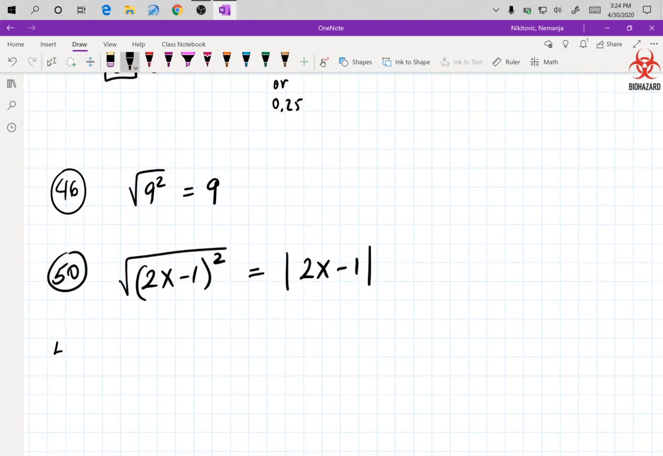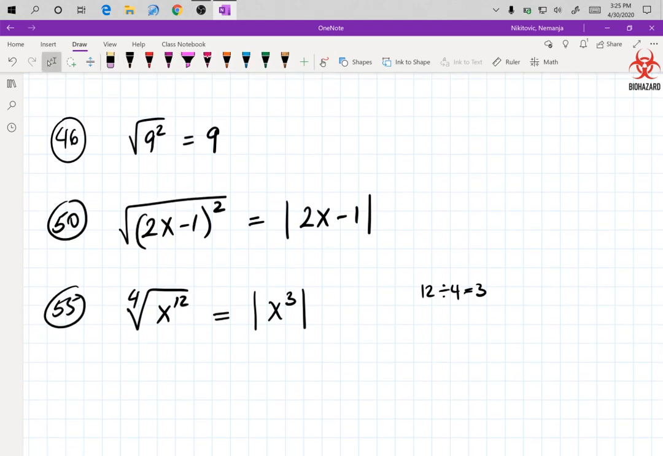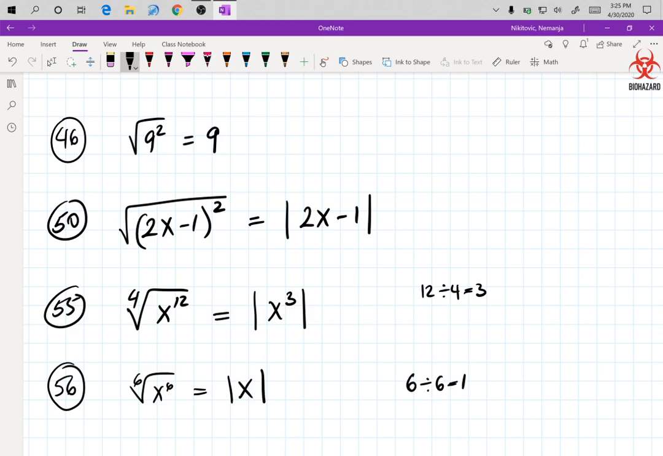Problem 55 is the 4th root of x to the 12. That simplifies down to absolute x cubed, because 12 divided by 4 is 3, right? Exponent of the exponent. And we can do one more. Here, problem 56, when the exponents are the same, they just cancel. That's a 6th root of x to the 6, which is just absolute x. 6 divided by 6 is 1. So nothing special there.